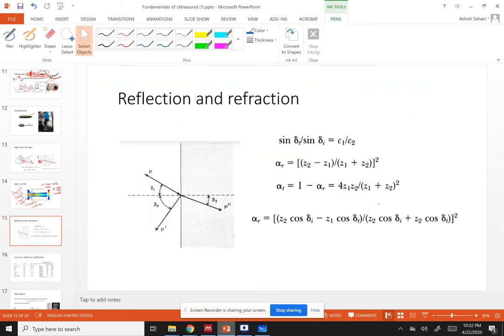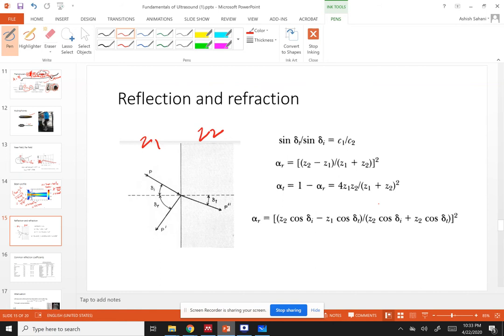Then after that, I want to discuss reflection and refraction. So it is necessary to consider the behavior of ultrasound if the medium is non-homogeneous. If one medium has an impedance Z1 and the other medium has impedance Z2, and sound is moving from one medium to the other, then there are certain behaviors which an ultrasound engineer should know about.